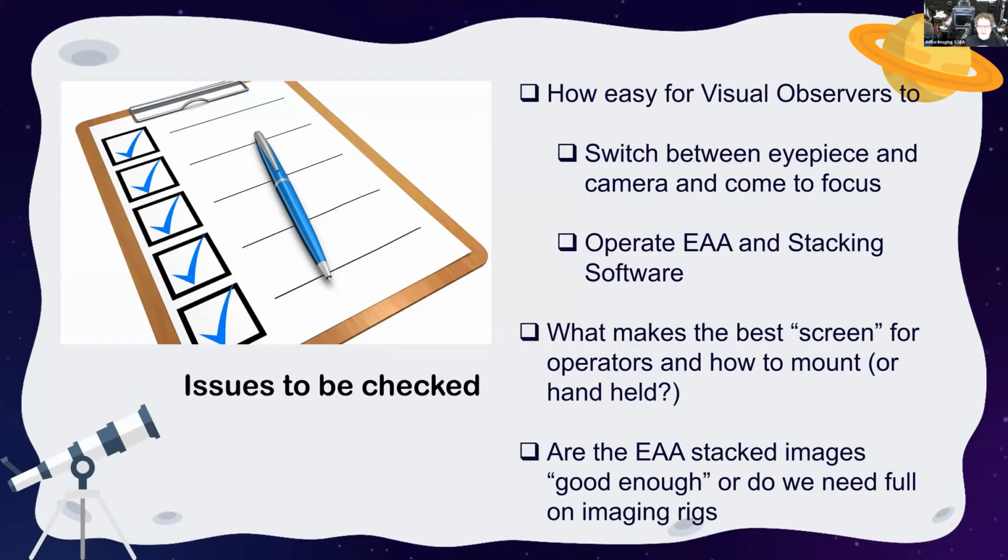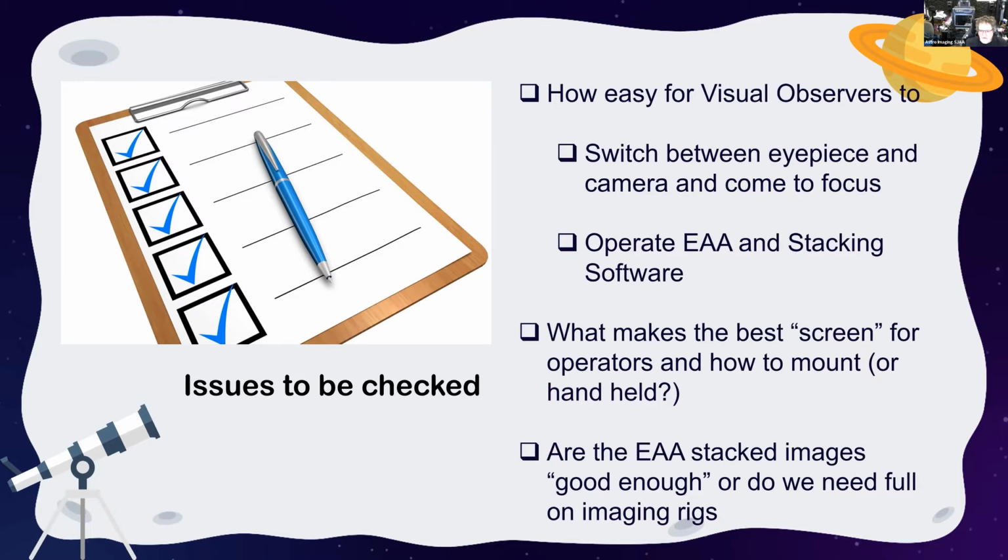And so some of the things that we'll be testing out is how easy is it for the visual observers to switch to a camera and get back on focus. These cameras will not be parfocal with eyepieces. In my experience, they're going to need inward focus travel of at least like 15 millimeters and stuff. And if we decide to use focal reduction, then that's even crazier. You probably have to remove a diagonal or something and have the camera closer to the OTA.